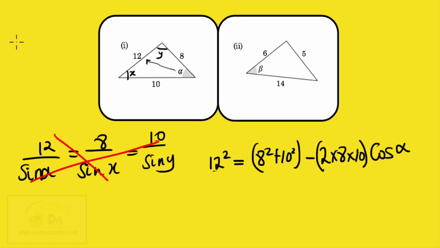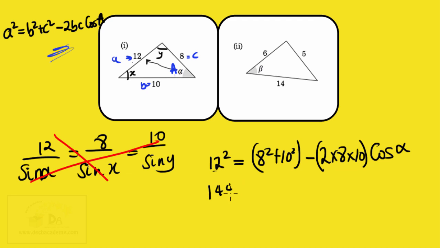Because you recall, the cosine rule is a squared equals b squared plus c squared minus 2bc cos a. Well, one of the equations anyways. So in this case, a is 12, b is 10, c is 8, and this angle alpha here is clearly A in this case, just for this equation. But that's what's written here. So simplifying gives 144 is equal to 64 plus 100, because 8 squared is 64, 10 squared is 100. 64 plus 100, that's 164, minus 2 times 8 times 10, that's 16 times 10, so 160 cos alpha.